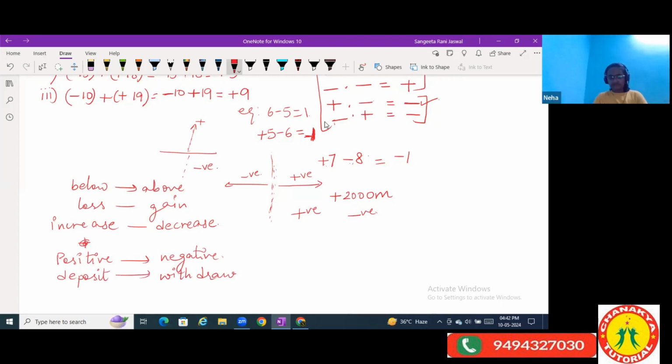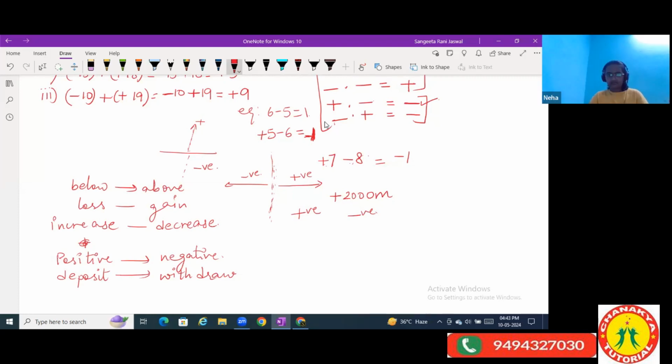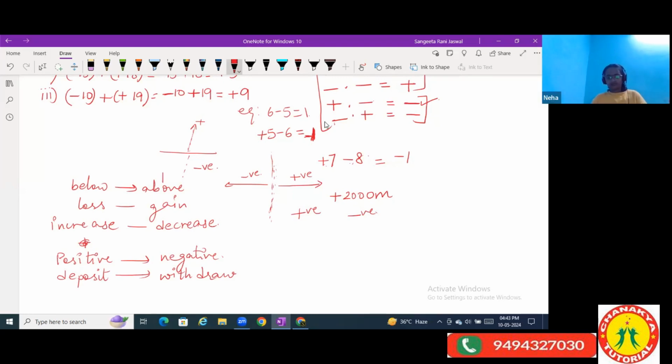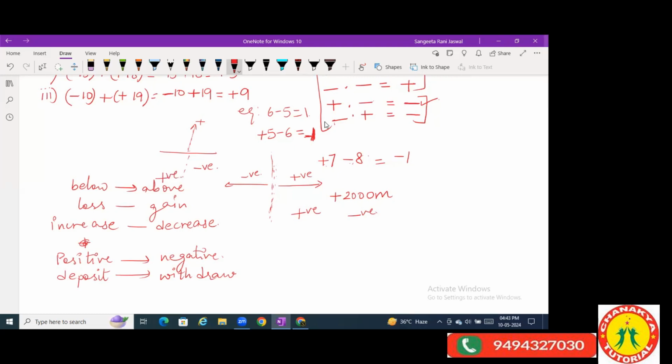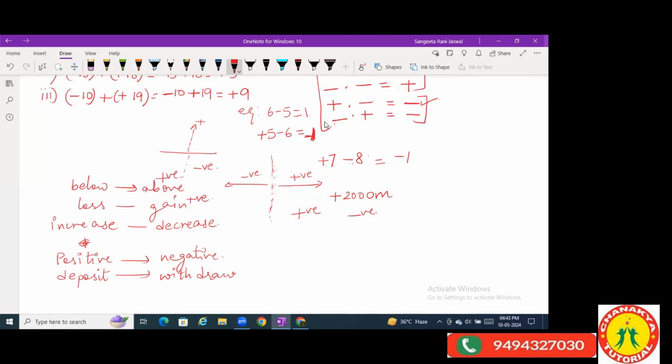So see, those terms which have some positivity, that is above. Above is something that is going higher, higher, higher. So we take it as positive. Gain. We are gaining something. That's a profit to us, so that's something which is positive. Increasing? Increase in your marks.